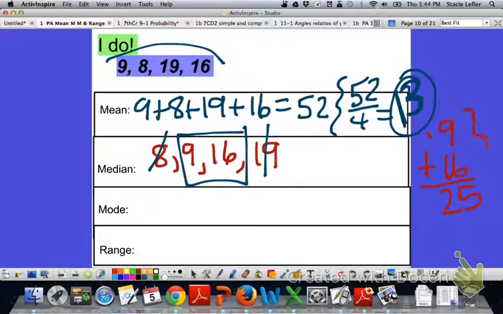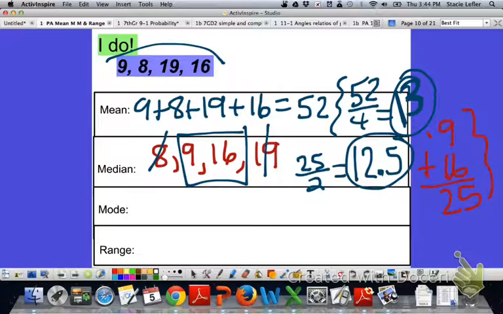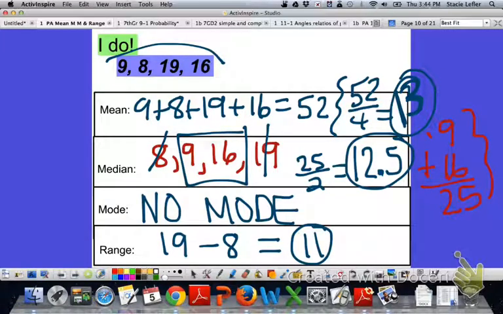So we add the 2 up and we get 25. And then we're going to divide by 2 because there were 2 numbers this time we added, so it's 12.5. And again, for the mode, none of them show up more than once, so there's no mode. Range, the difference between. So 16 minus 8 is 11.